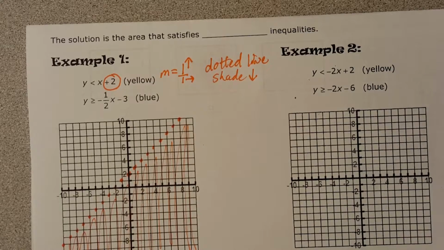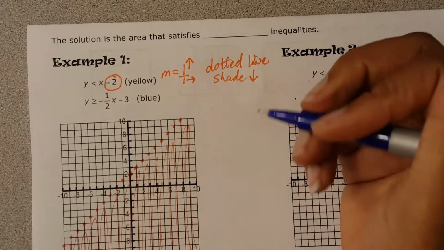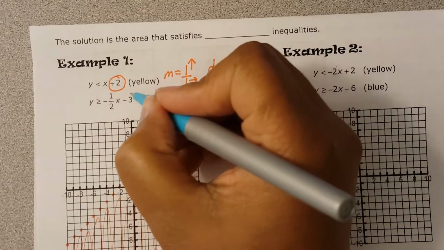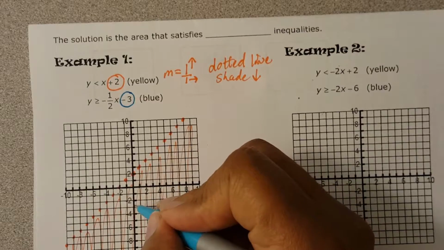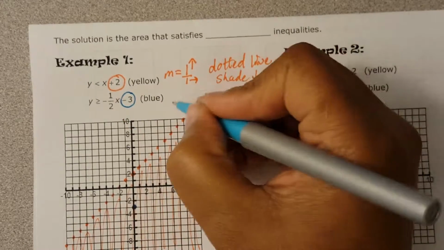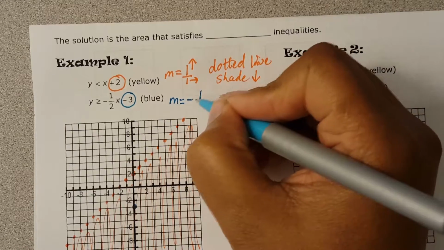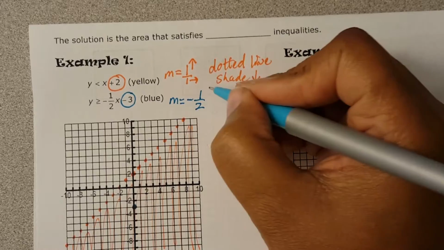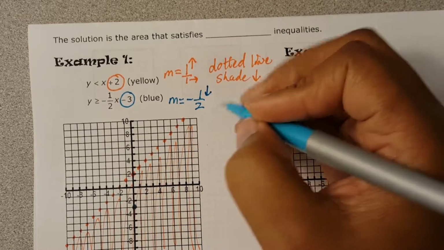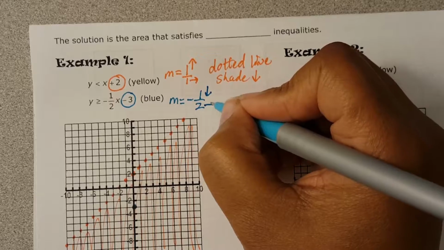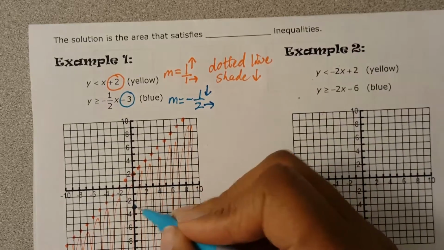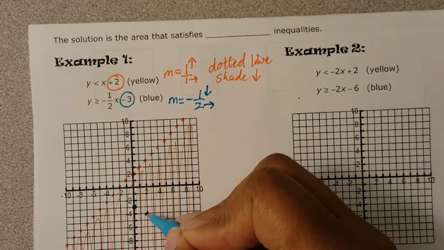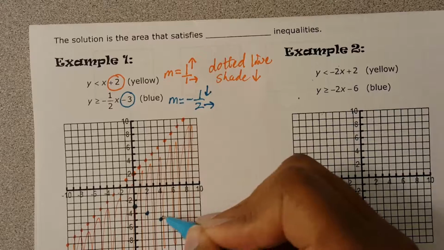I will now graph the second one in blue. To graph the second one in blue, I will again start at my y-intercept, which is now at -3, and then I will apply my slope, which is a -1/2. When I apply a slope of negative, the top number tells me now to go down. However, the bottom number still tells me to go right. From my y-intercept of -3, I will go down 1 and right 2.